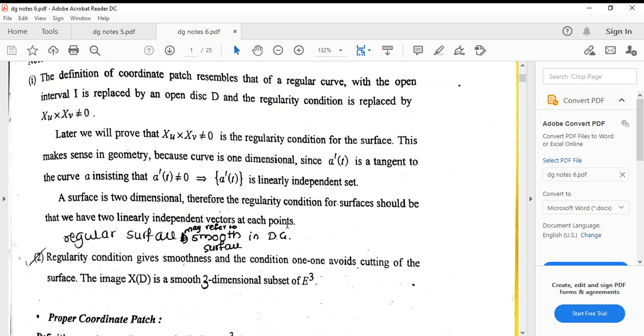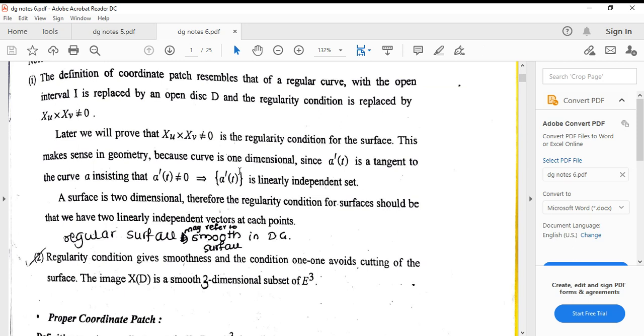In the next lectures, we will study that mapping x is said to be regular if Xu cross Xv is not equal to 0. Now you can compare this with a curve alpha, which is regular if alpha dash of t is not equal to 0. Here also, regularity is satisfied with the help of Xu cross Xv not equal to 0. That is, we differentiate x with respect to u and v as it is a subset of the 2D plane. For alpha, the domain is an open interval I, a subset of R, so we get only alpha dash of t.